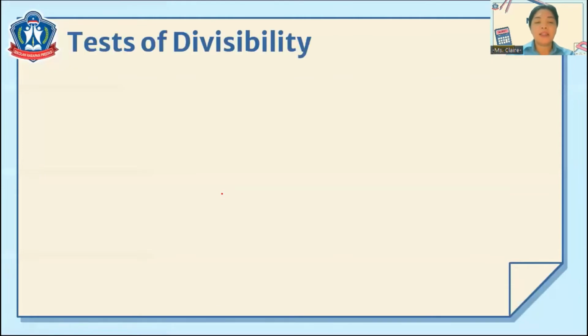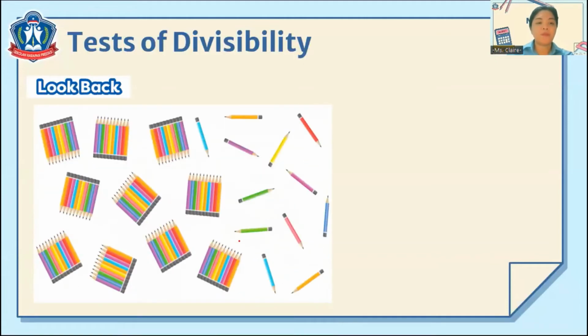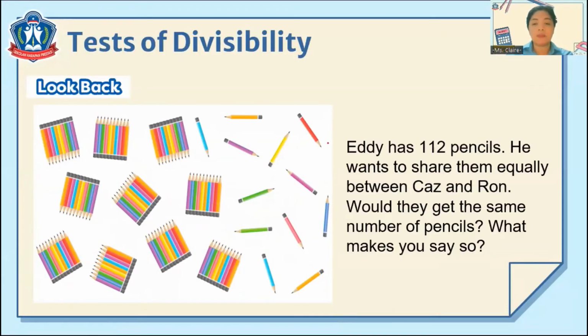Now, let's go to lesson B, test of divisibility. What is divisibility? A number is divisible when it can be divided by a number without remainder. Example. Okay, take a look here. I have here some pictures of pencils.